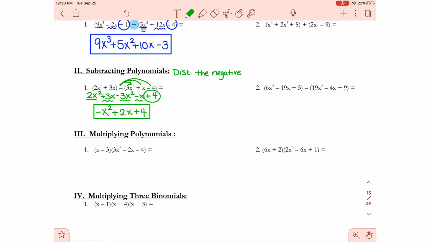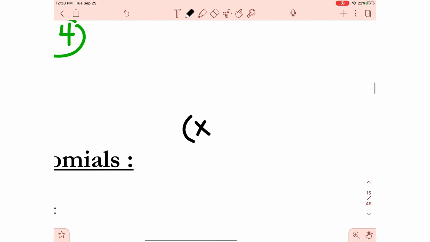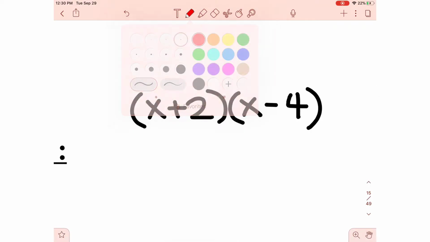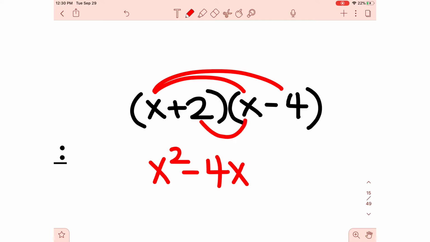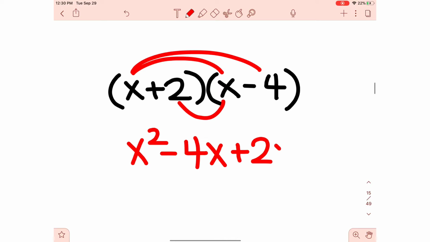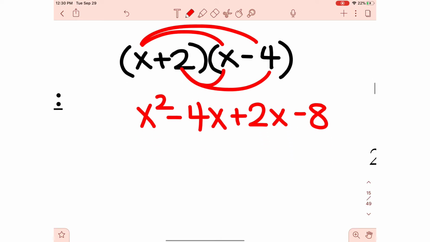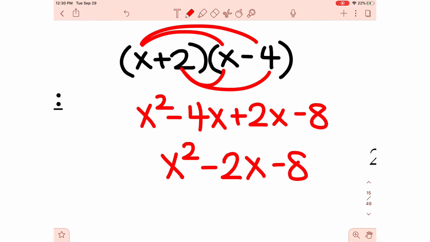Moving on to multiplying polynomials. So this is like FOIL. Now here is a simple FOIL problem. It's not one of the examples, but just as a reminder, when I FOIL, I do the first times the first, outsides, insides, and the last. I'm multiplying as I FOIL, and then I always combine like terms when possible. So this would be an x squared minus 2x minus 8.